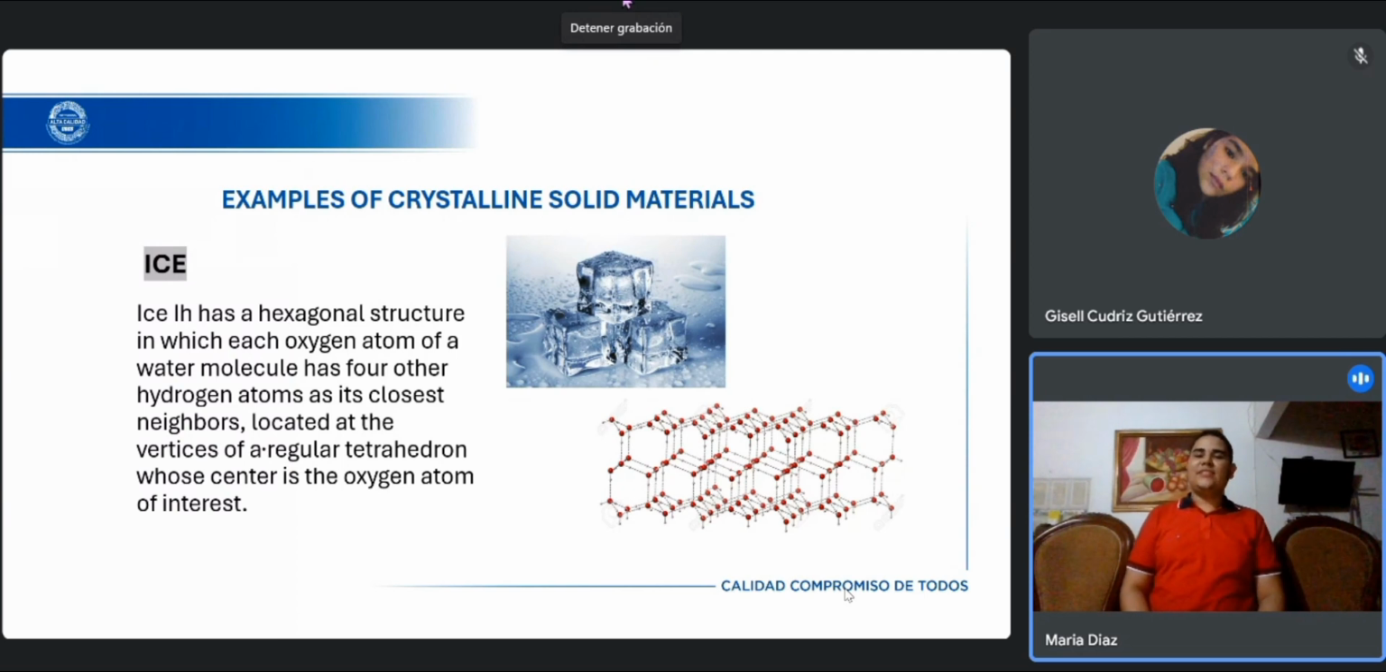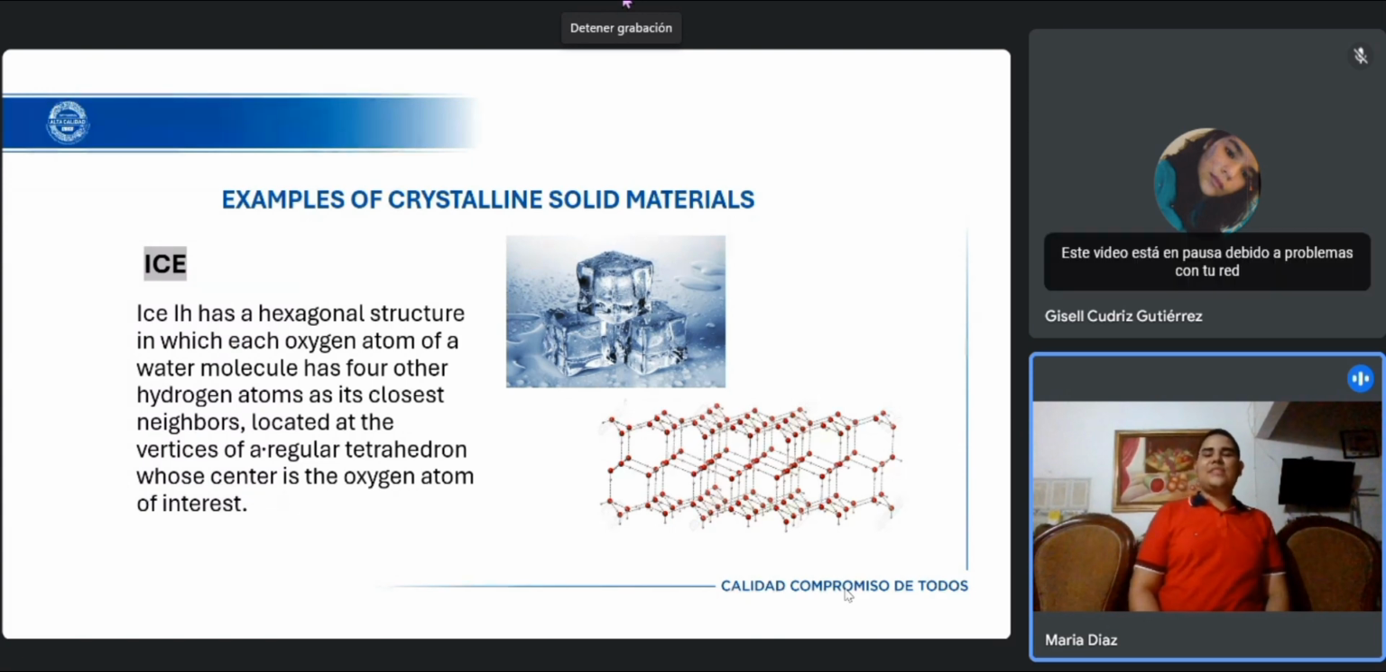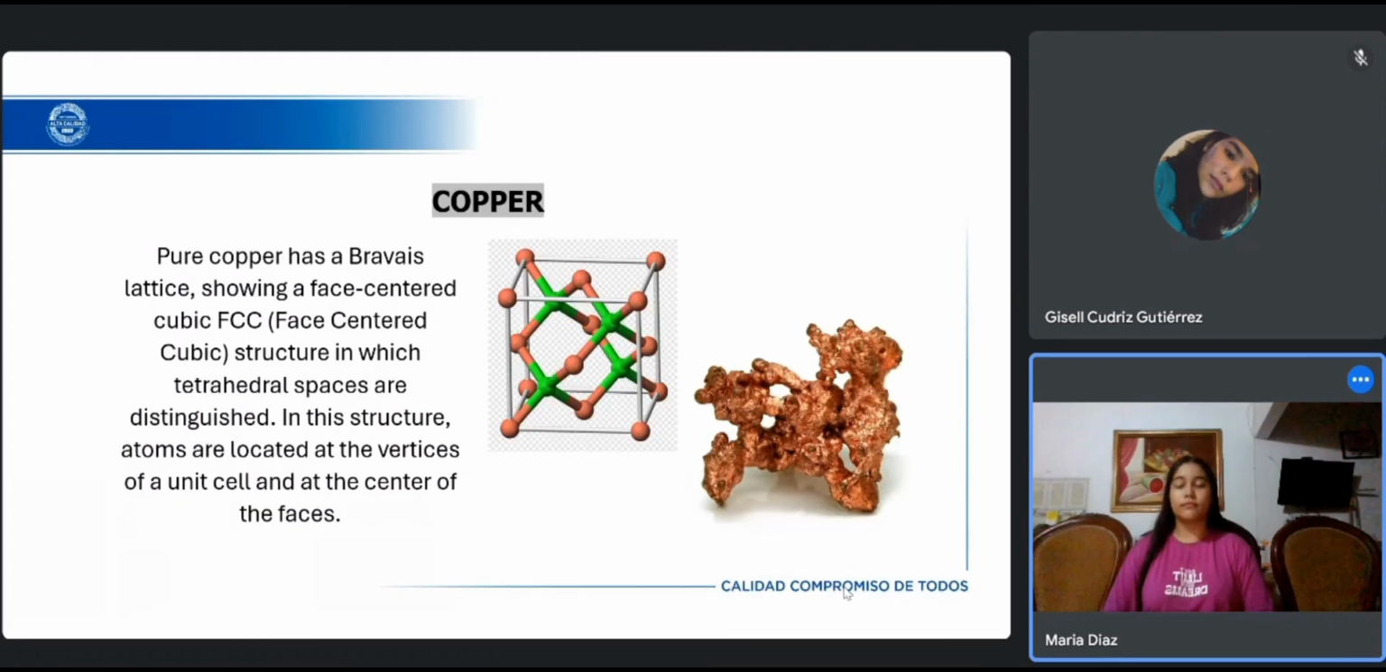Examples of crystalline solid materials. Ice. Ice Ih has a hexagonal structure in which each oxygen atom of a water molecule has 4 hydrogen atoms as its closest neighbors, located on the vertices of a regular tetrahedron whose center is the oxygen atom. Another example is copper.